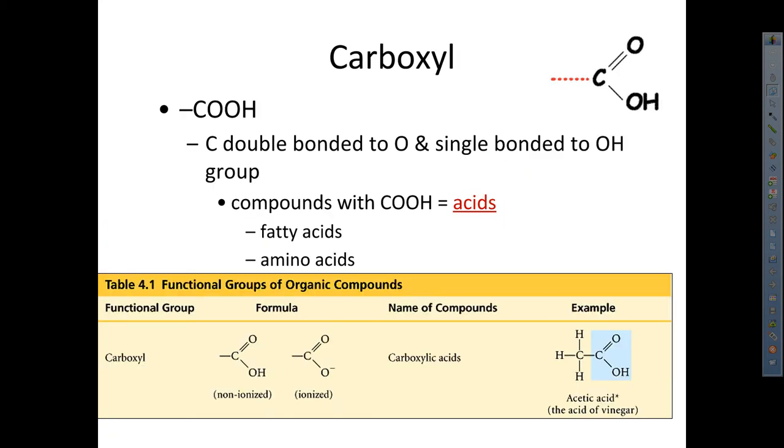A carboxyl group, I typically think of acids, carboxylic acid, C double bonded O to an OH. This is basically found in lots of different acids. So here at the end, this is acetic acid or vinegar. So we have that COOH group. This is also found in fatty acids and amino acids, so lipids and proteins.